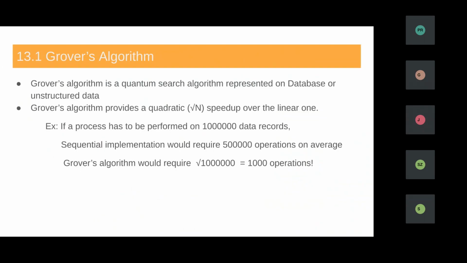First thing, Grover's algorithm is a search algorithm. You have either a database or unstructured data, whatever, and you have a search space basically.